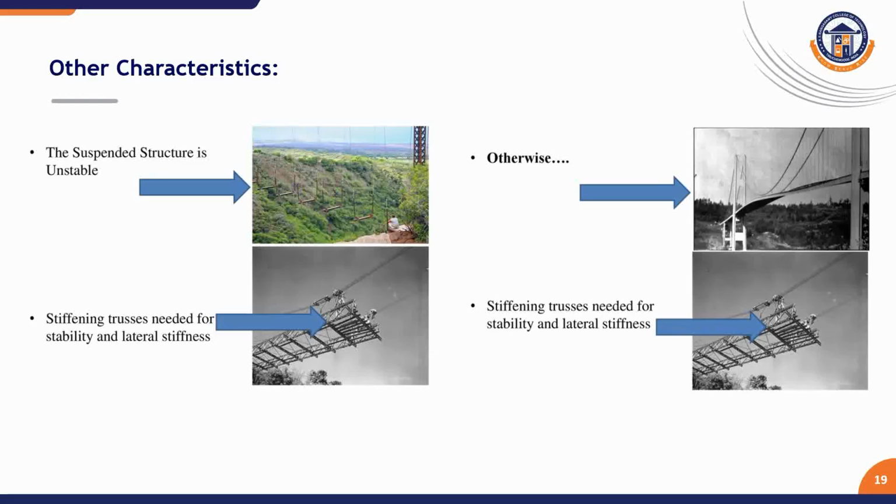So the suspension bridge is unstable, and stiffening trusses are needed for the stability, and lateral stiffness is used in the suspension cables. If a stiffening structure is not provided, we can see the bending action of the suspension bridge.